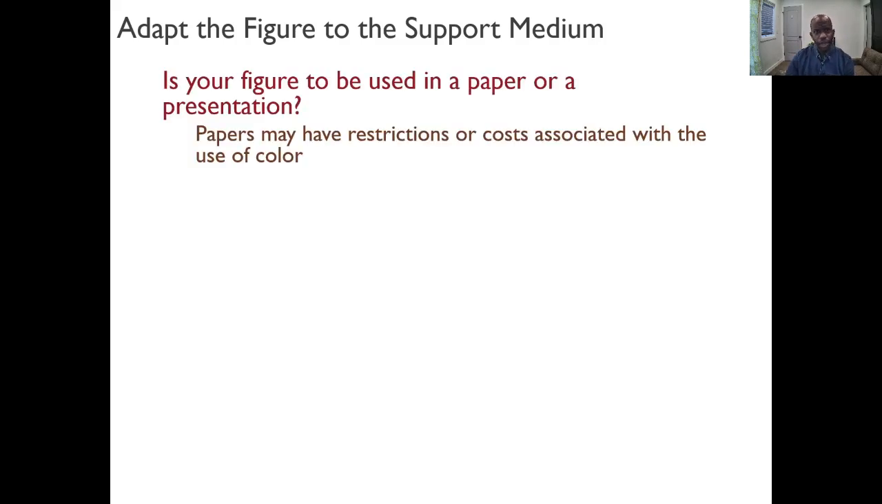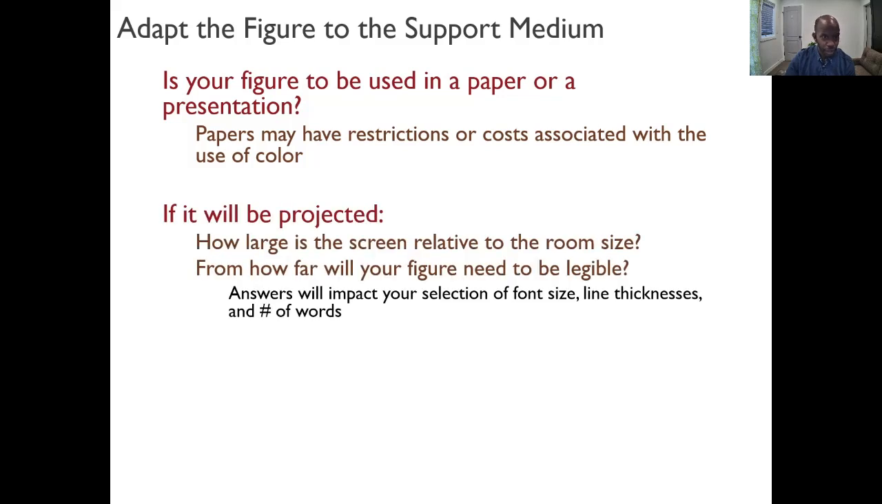The next point is to really think about the medium that you'll be using to show your figure. So if your figure is going to be used in a paper versus a presentation, you may want to have two different types of figures. With papers, and depending on the journal where you publish, they may have costs associated with using color, as an example. And so you may want to consider if you can illustrate the information in grayscale.